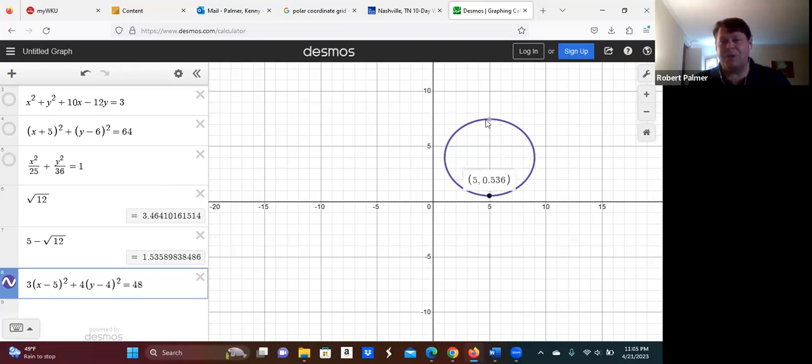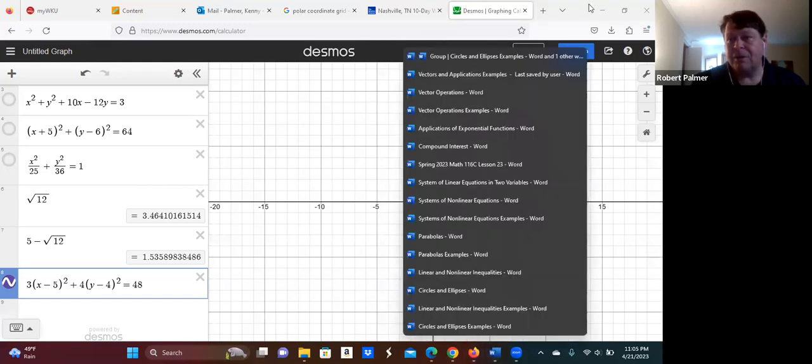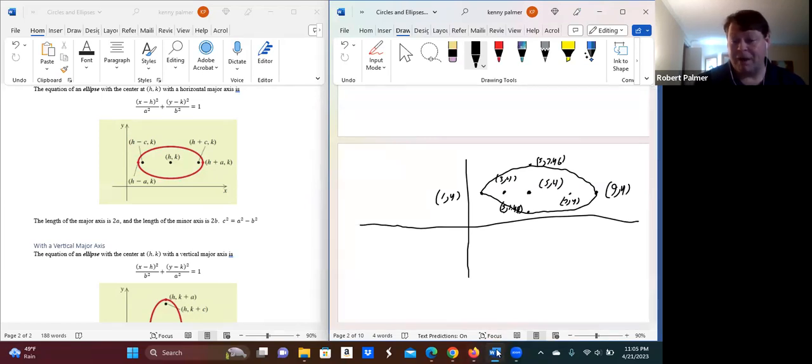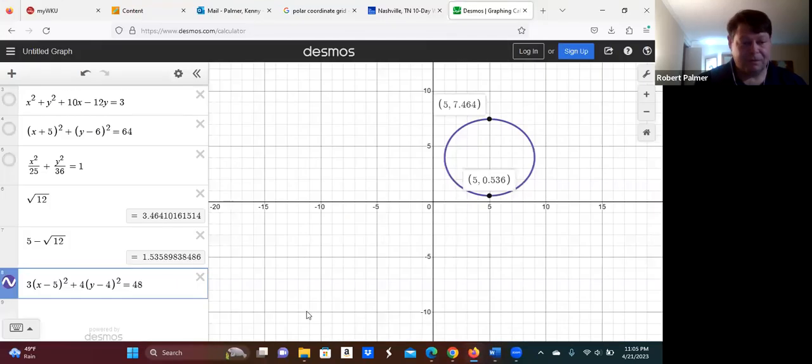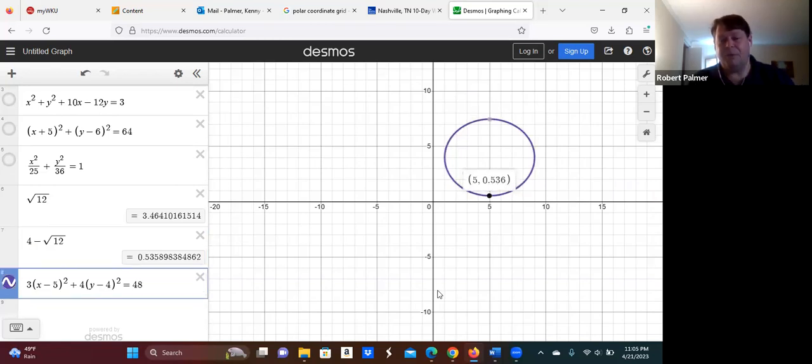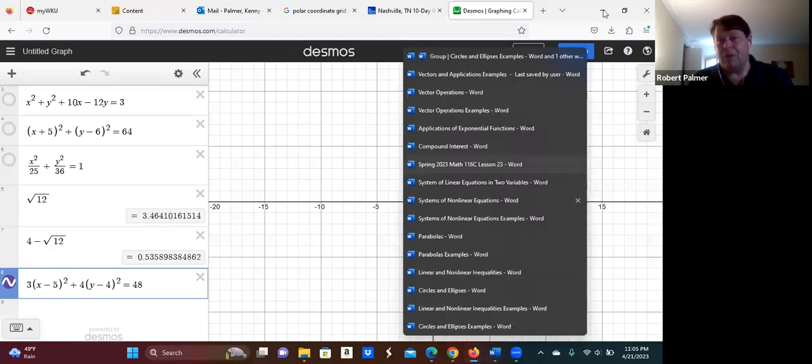Good. I actually made a mistake on these. I apologize for that. I subtracted them from 5, but it should have been from 4. So let's go back and fix that. So basically that should have been 4 minus the square root of 12, not 5. Let me fix that then, and that will match that. 4, yeah, 0.535. Yeah, exactly. Okay, so let me go back and fix that here.